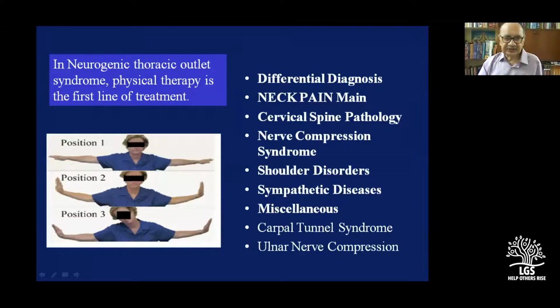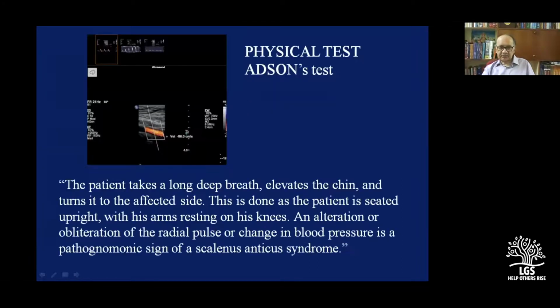Physical therapy is the first line of management. Change of position, stretching. The differential diagnosis for neck pain includes cervical spine pathology, nerve compression syndromes, shoulder disorders, sympathetic diseases, carpal tunnel syndrome, and ulnar nerve compression. Apart from carpal tunnel, you have also cubital, ulnar and median compressions.